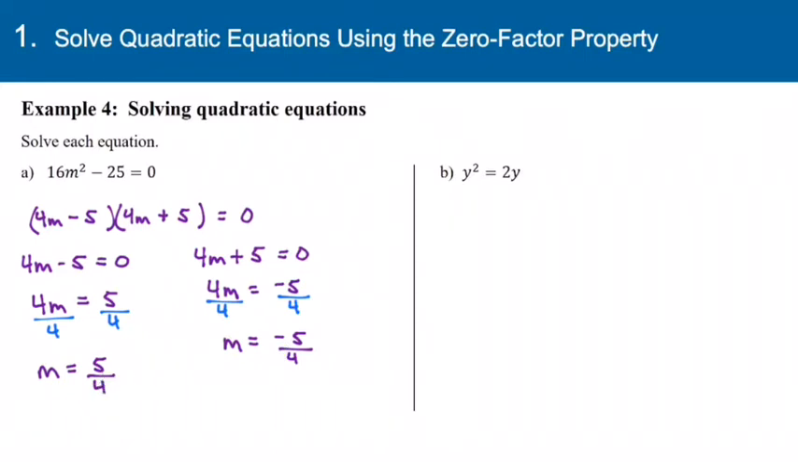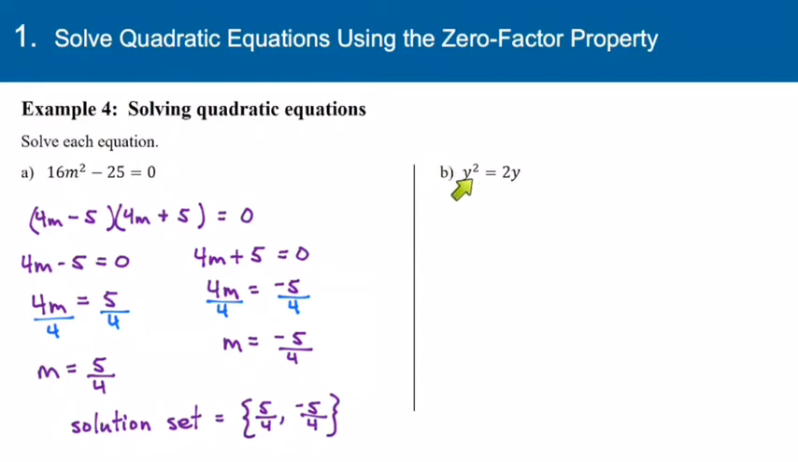So this is the way it works when you're solving a difference of squares. The numbers in each solution will be the same, but they'll have different signs. So just like we see here, positive 5/4 and negative 5/4, that's typical for difference of squares. So that's our solution set here.